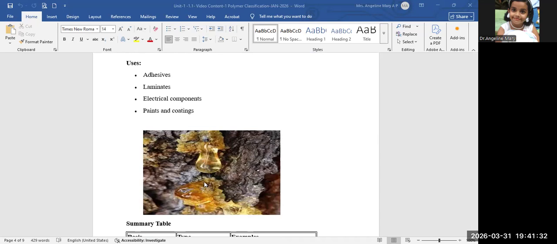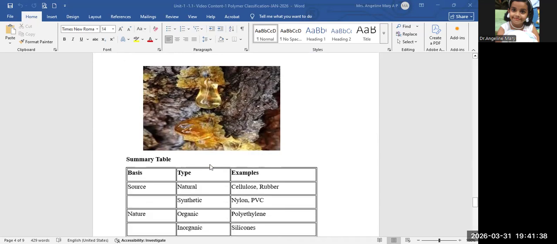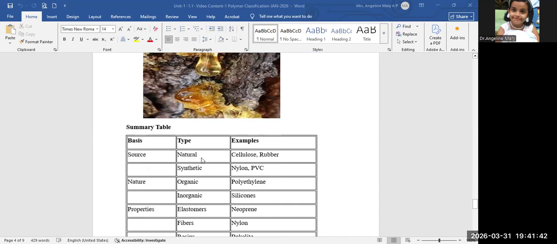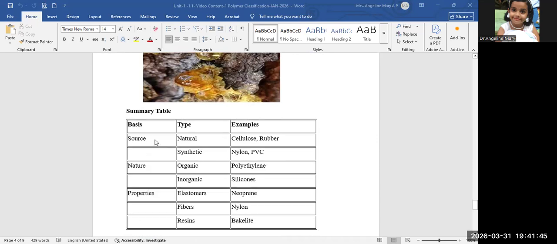This is a natural resin from a tree. This liquid is called resin. So far we have seen the basic introduction of polymers. Once again, I will recap what we have seen. What are polymers? Poly means many, mer means units. Many units joined together to form a chain are called polymers.